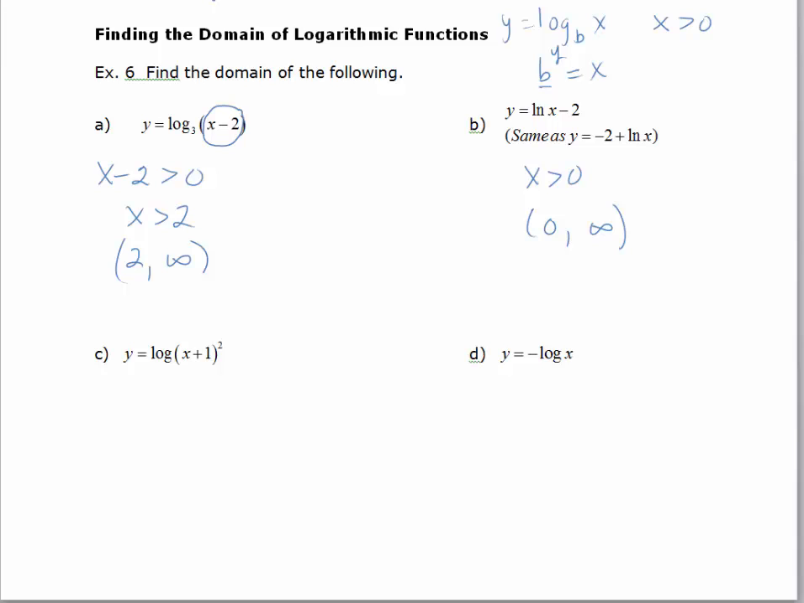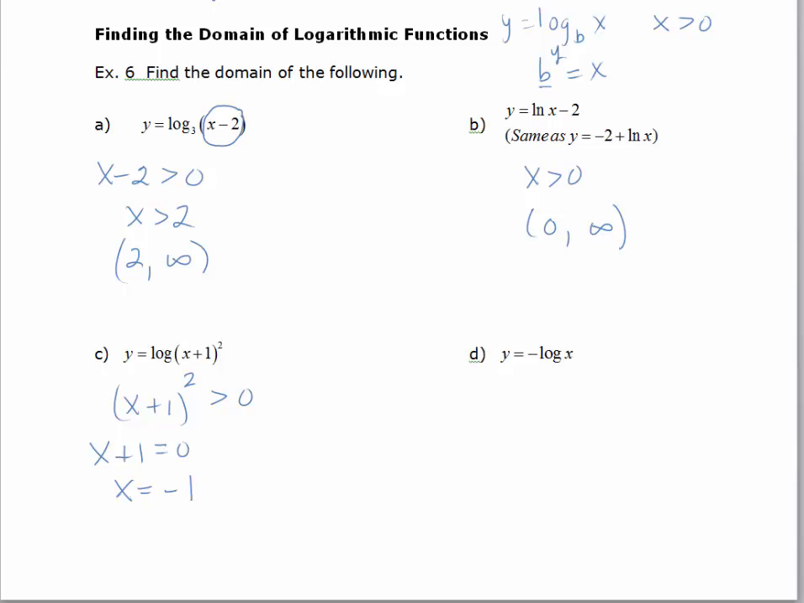All right, c is a little trickier. We want to take our argument, which is x plus 1 squared, and we need that to be positive. Well, what we know is that x plus 1 squared is either positive or equal to 0. It can never be negative, because when you square a number, it's always going to be either positive or 0. But we have to get rid of the value that would cause x plus 1 to equal 0. So if I take x plus 1, set it equal to 0, I know that x would equal negative 1.